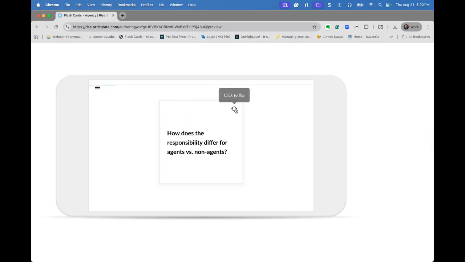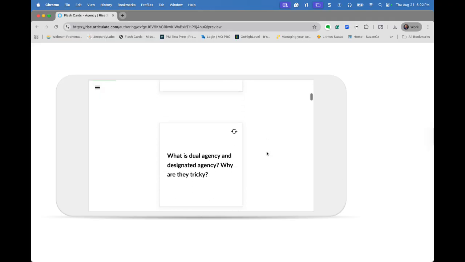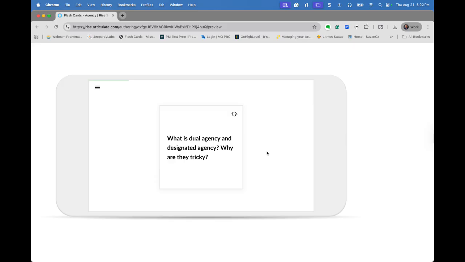So again, flashcards work really well like that. And so you just would take your finger, if you're on a mobile device, and slide it up so that you can see more information. Or if you're on your computer, just use your mouse.